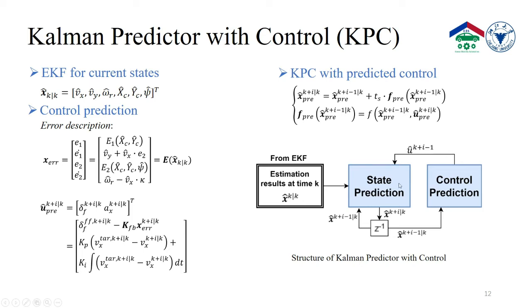In KPC, we take the vehicle states and the future control predictions as the inputs, and then we predict the vehicle states at the next time step with the state equation in the EKF. Then after we get the predicted vehicle states, it can go back to the control prediction, and given the target velocity and trajectory, it can calculate the control actions at the next time step and then go back to the state prediction. This process will repeat again and again until reaching the prediction horizon.